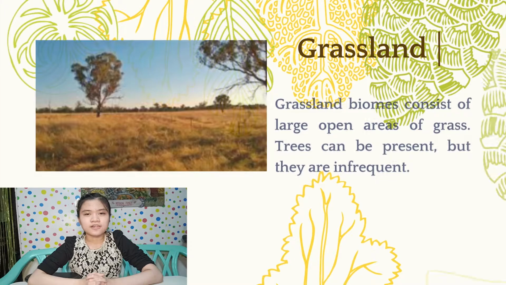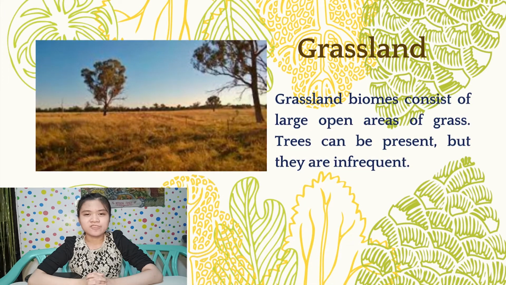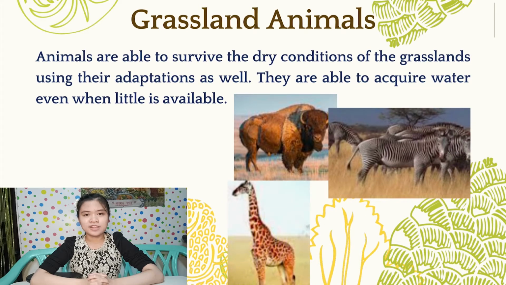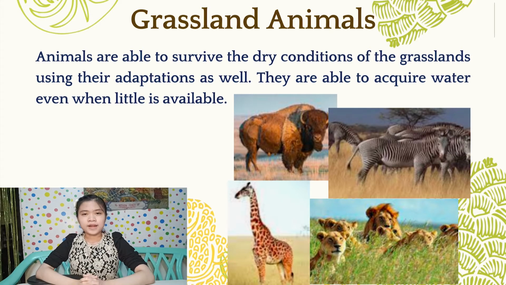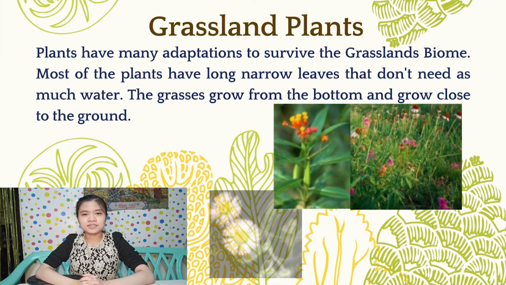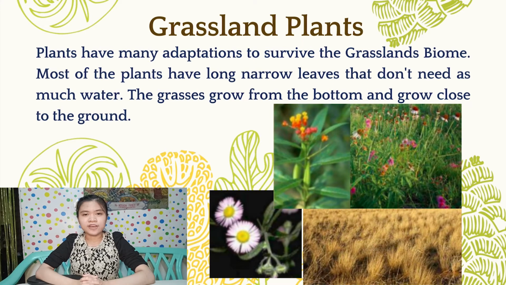Grassland biomes are large open areas of grass. There may be trees, but they are infrequent. Animals are able to survive the dry conditions of the grassland using their adaptations as well. They are able to acquire water even when little is available. Small animals in grassland can go underground into their burrows to stay safe. Plants common to grasslands are specially adapted to survive fire. Grassland plants evolve so that as long as their roots survive, the plants can grow very quickly after a fire.